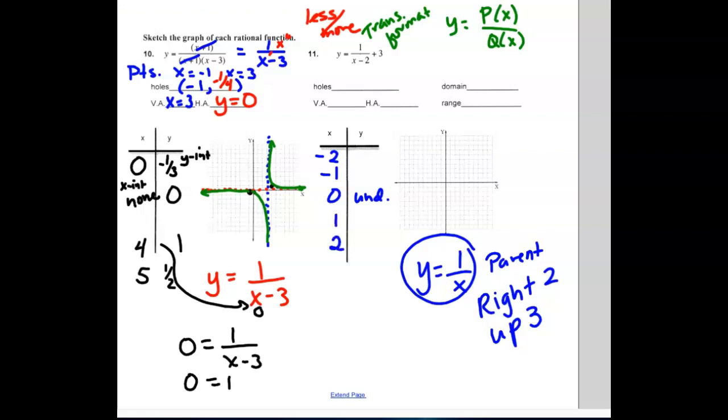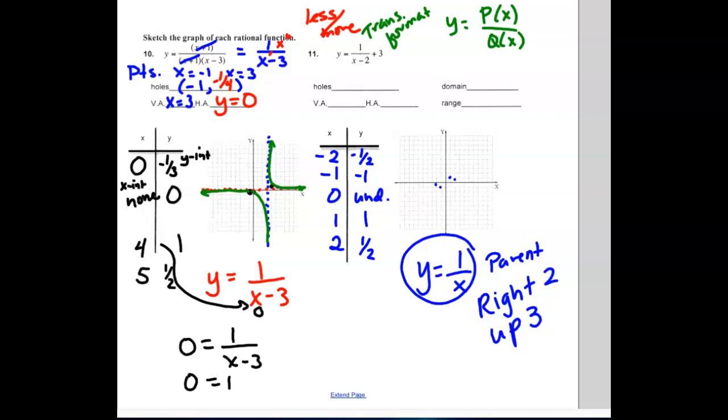So 1 divided by -2 would be -1/2. 1 divided by -1 is -1. 1 divided by 1 is 1. And 1 divided by 2 is 1/2. All right, so we'll plot those points. -2, -1/2. -1, -1. 1, 1. And 2, 1/2. Okay, so we have those 2 branches, one in quadrant 1 and one in quadrant 3.